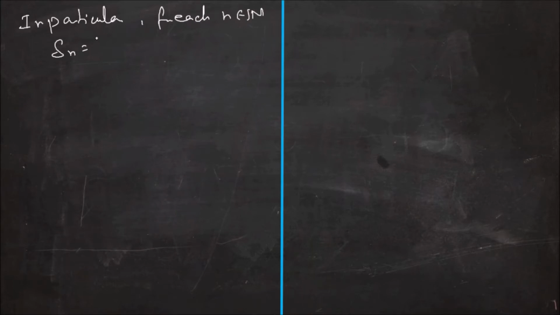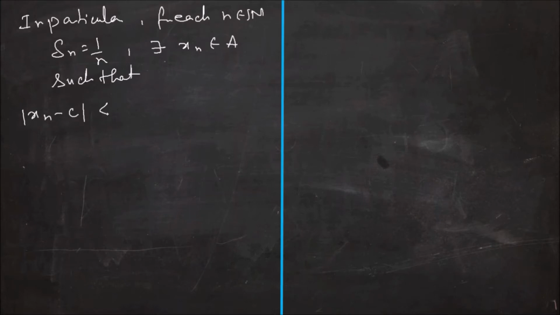So in particular, for each n belonging to N, taking delta n equal to 1 by n, there exists xn belonging to A such that |xn minus c| is less than 1 by n and |f(xn) minus f(c)| is greater than epsilon.